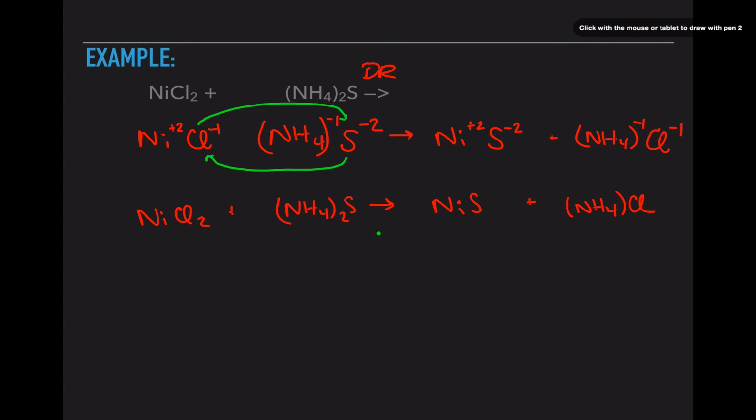Now in order to balance NiCl2, NH4, and S, we have 1, 2, 2, and 1, 1, 1, 1, and 1. So in order to balance this, I have to put a 2 in front of NH4Cl to change both of these to a 2. So that's our first example, a double replacement reaction.